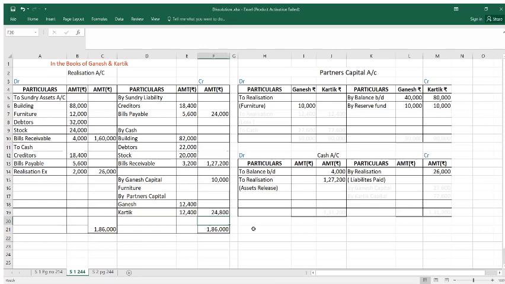24,800. Now we're going to distribute that 24,800 in equal ratio, because the ratio is profit and loss is shared equally. So 24,800 divided by 2. So the journal entry will be partners capital account debited to realization.